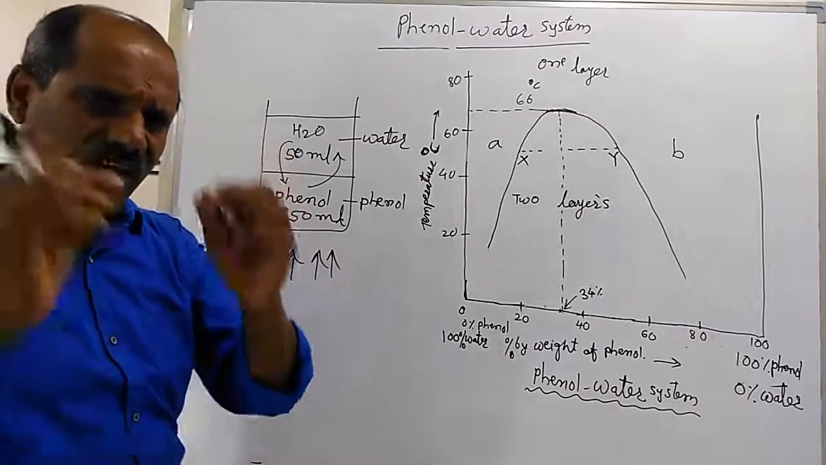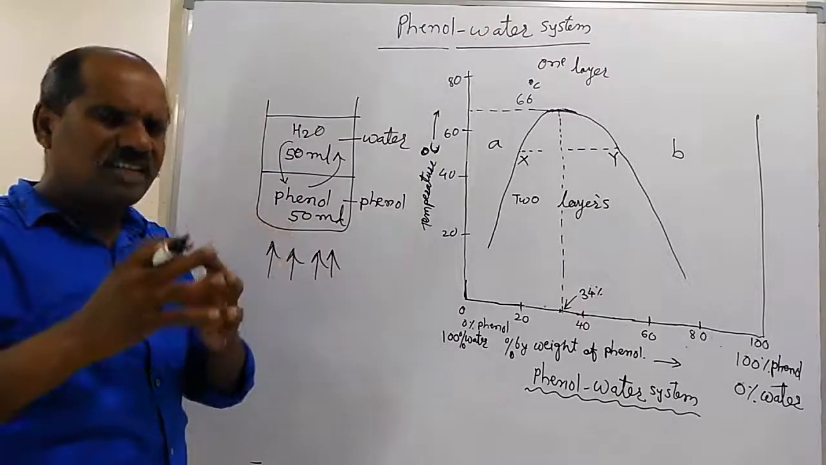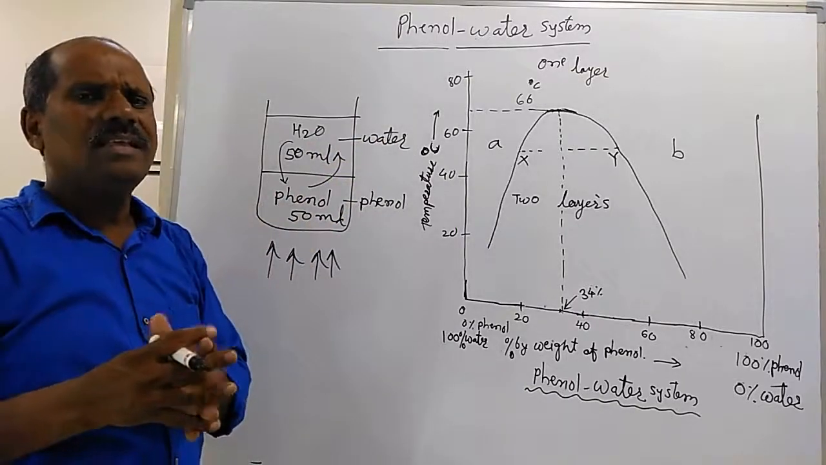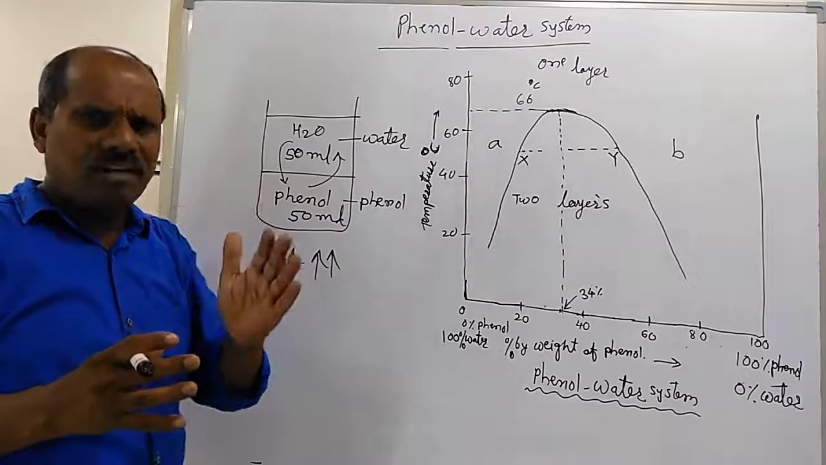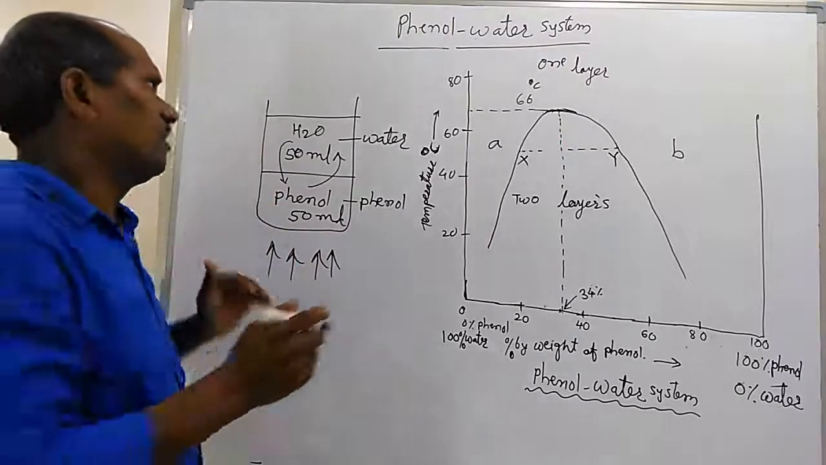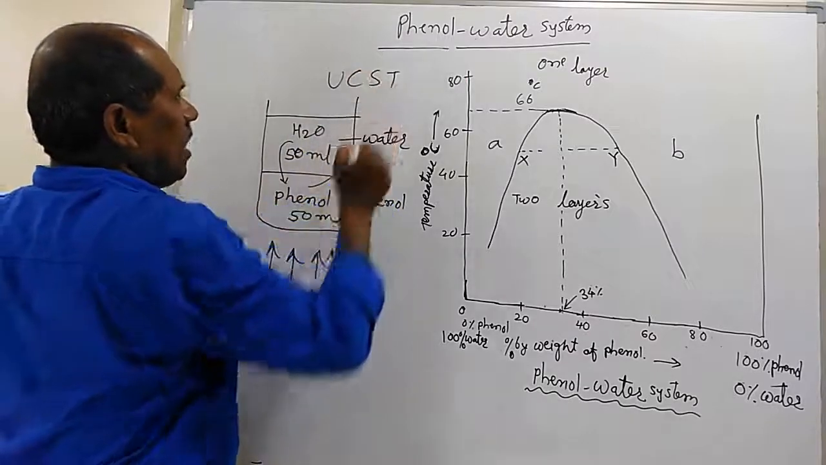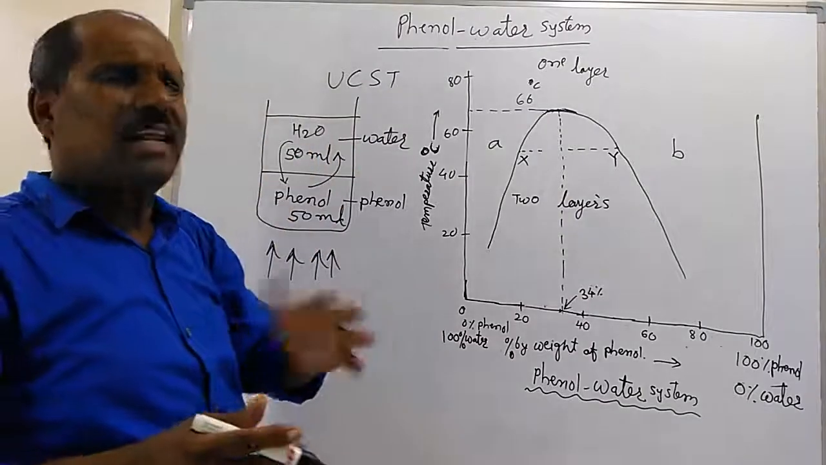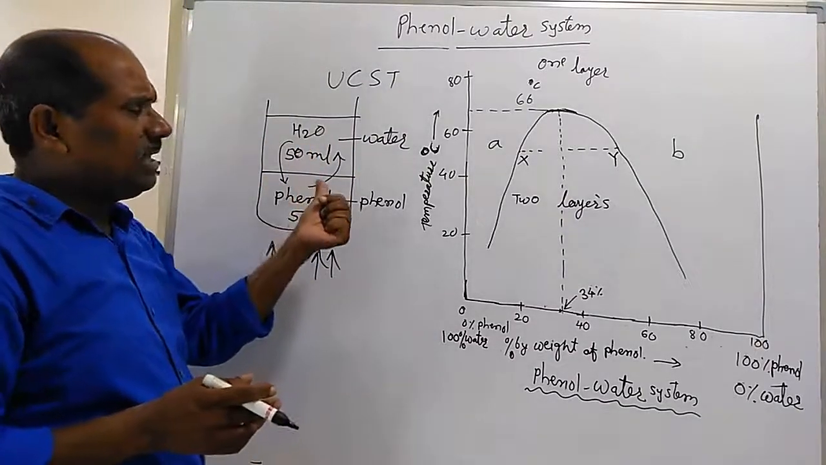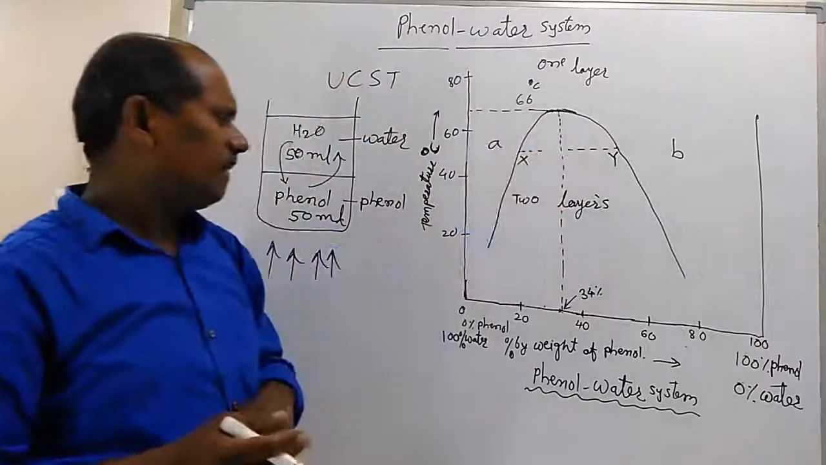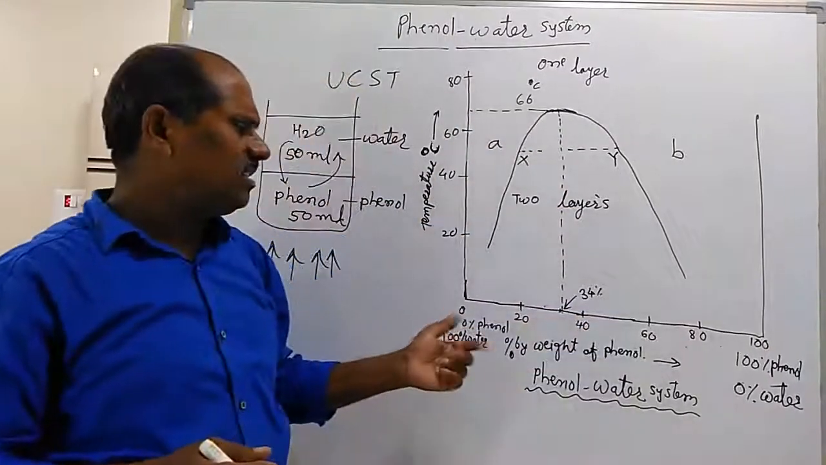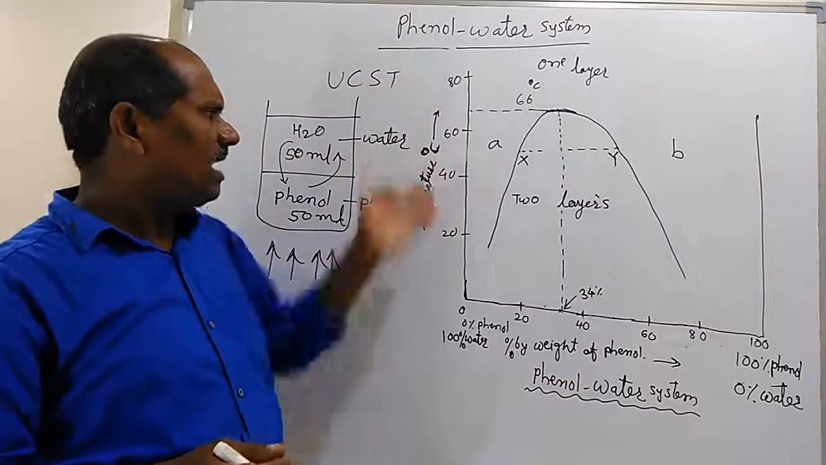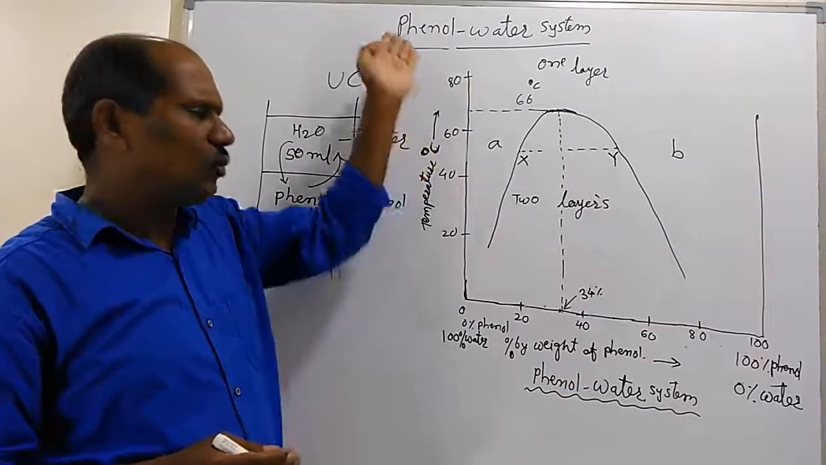The temperature at which the two partially miscible liquids, that is water and phenol, become completely soluble with each other is called the upper critical solution temperature, that is UCST, or the upper consolute temperature. Means that is shown on the diagram here. On the x-axis, we show the percentage by weight of phenol, and on the y-axis the temperature in degrees Celsius.